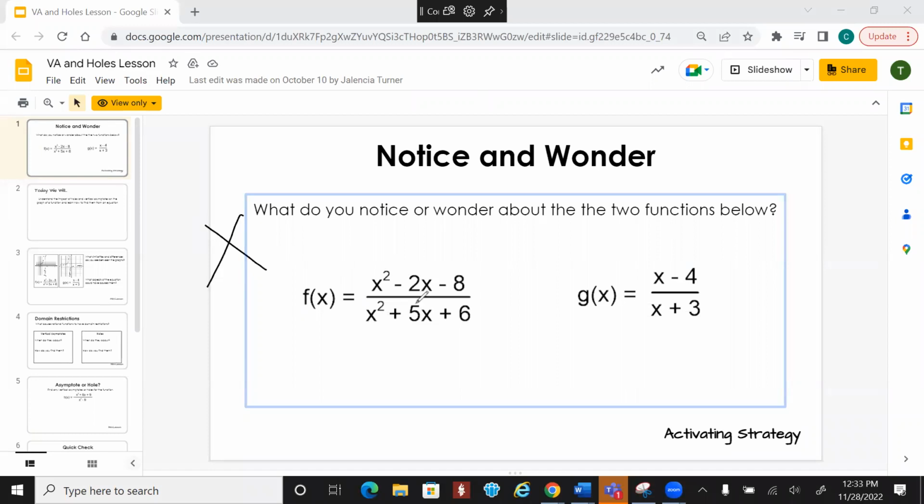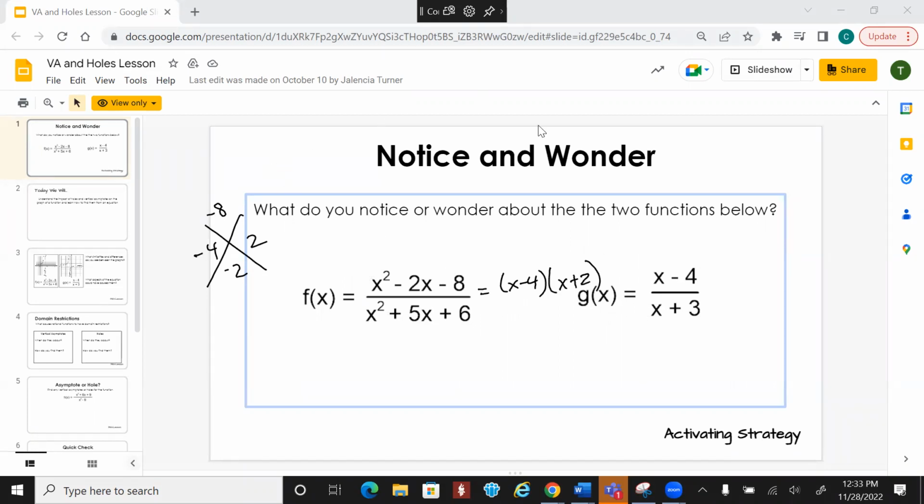We're going to say a times c, which is -8, and b, which is -2. What two numbers can I multiply together to get me -8, but add together to get me -2? -4 and +2. So I'm going to rewrite this as x minus 4 and x plus 2.